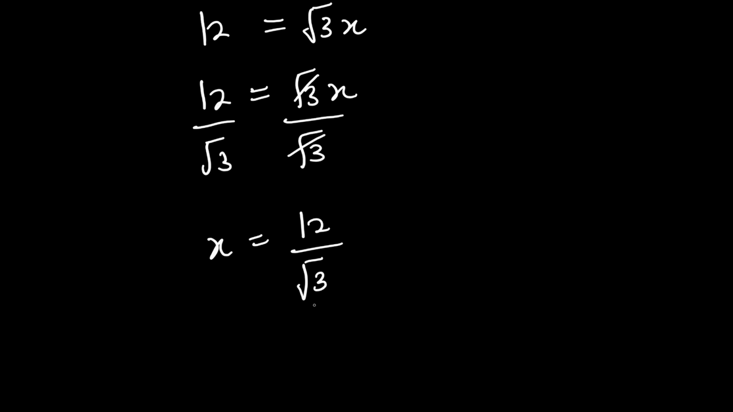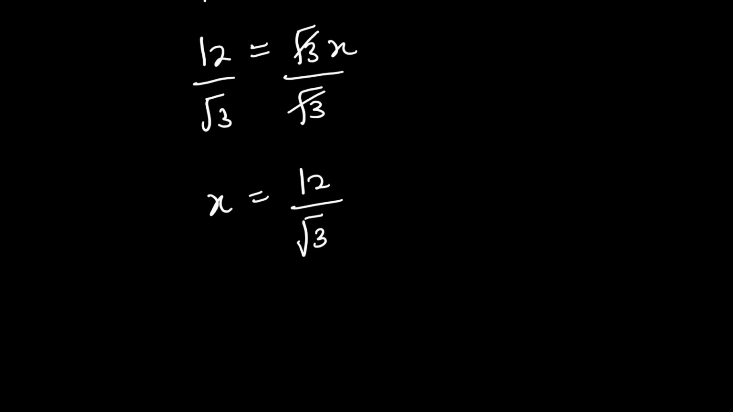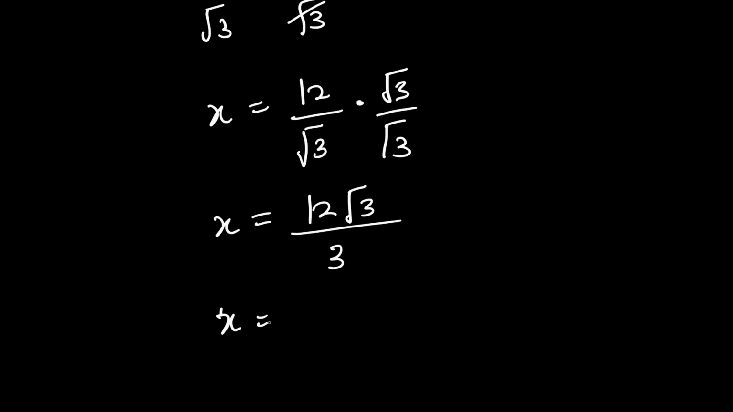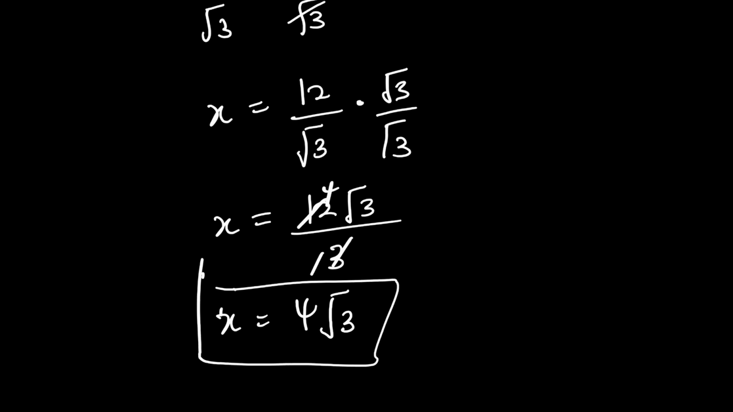But we cannot leave it this way because the denominator is an irrational number, which is root 3. So let's rationalize the denominator. So that's going to be times root 3 on root 3. So you're going to have x equals 12 root 3 over root 3 squared, which is what? 3. And we can cancel out. 3 goes here 1, 3 goes here 4, which is equal to 4 root 3. So therefore, the value for x in the above equation is 4 root 3.